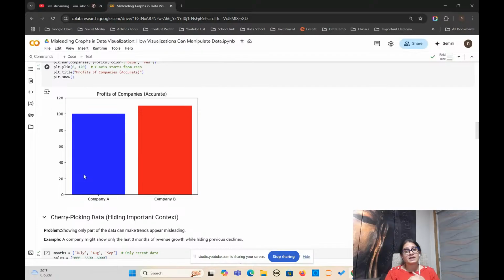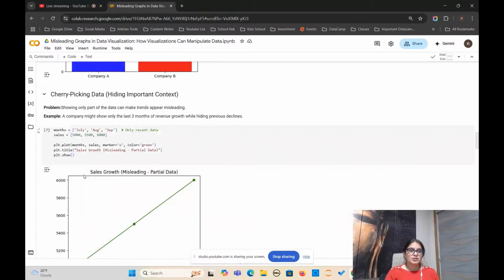That's why we always say you need a lot of practice when you are going to show your data visually to your stakeholder. It's very, very important. And then cherry picking data. Maybe you wanted to show your stakeholder the revenue of the last 3 months, 6 months. But what you did was, let's say you have 10 months of data with you.